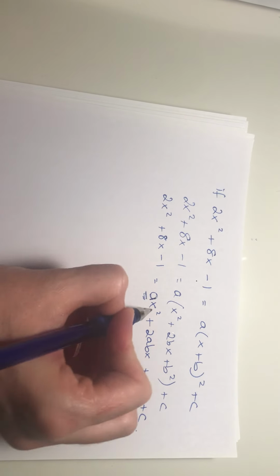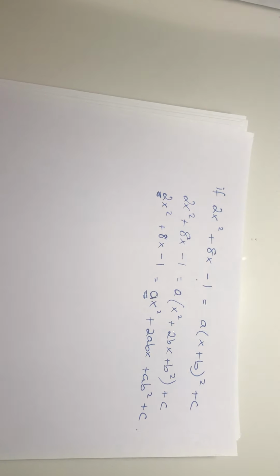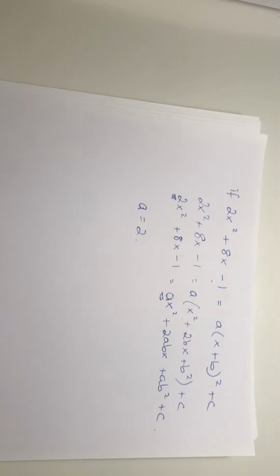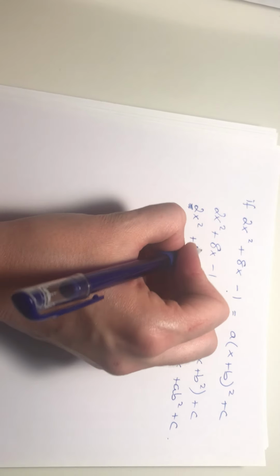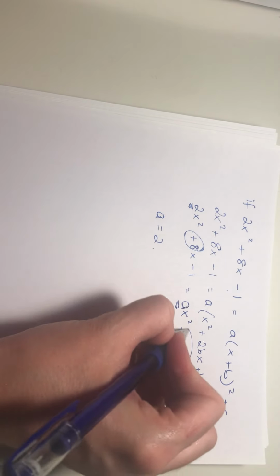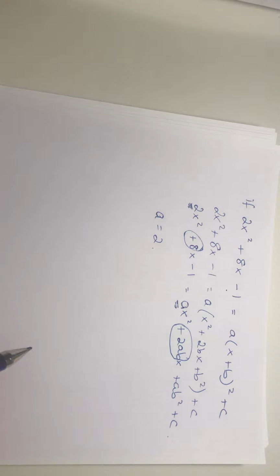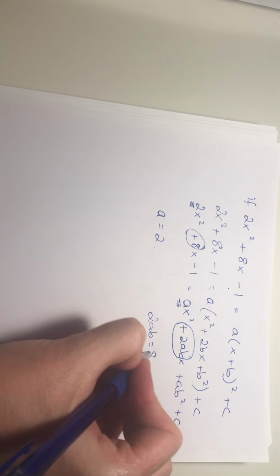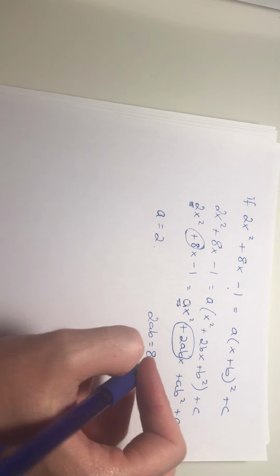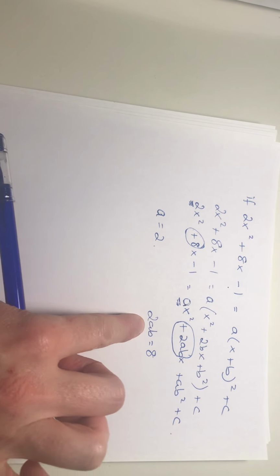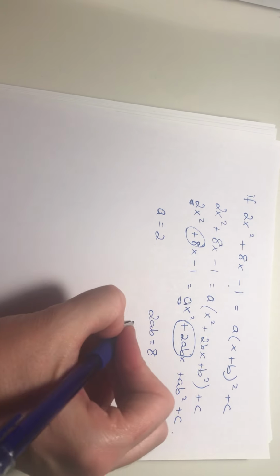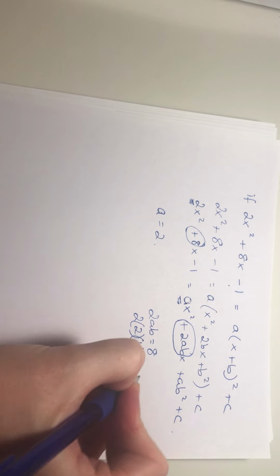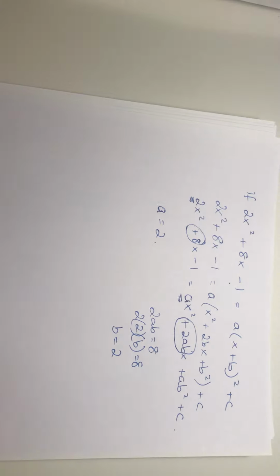So the coefficient of the x squared is going to be equal to the coefficient of the x squared here. So a is 2. The coefficient of the x is the same as the coefficient of the x here. So we know that 2ab is equal to 8. We know that a is 2. So that's 2 times 2, which is 4, times what gives me 8. So b is also 2 actually.